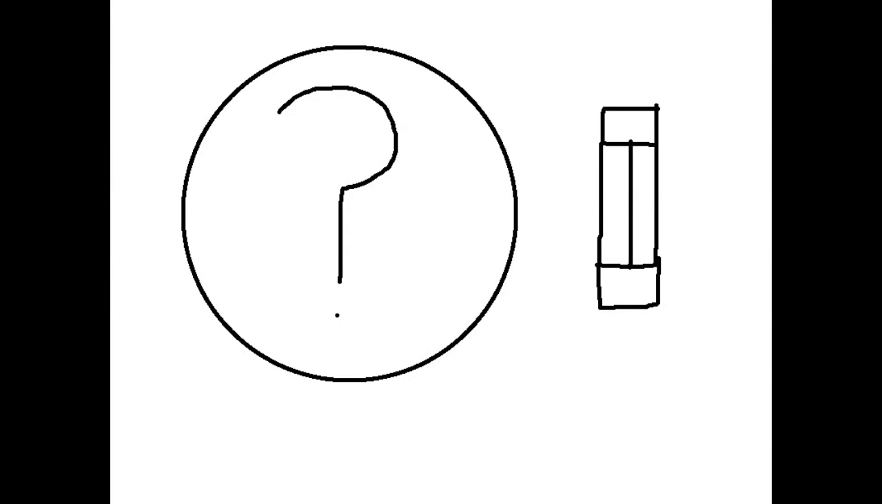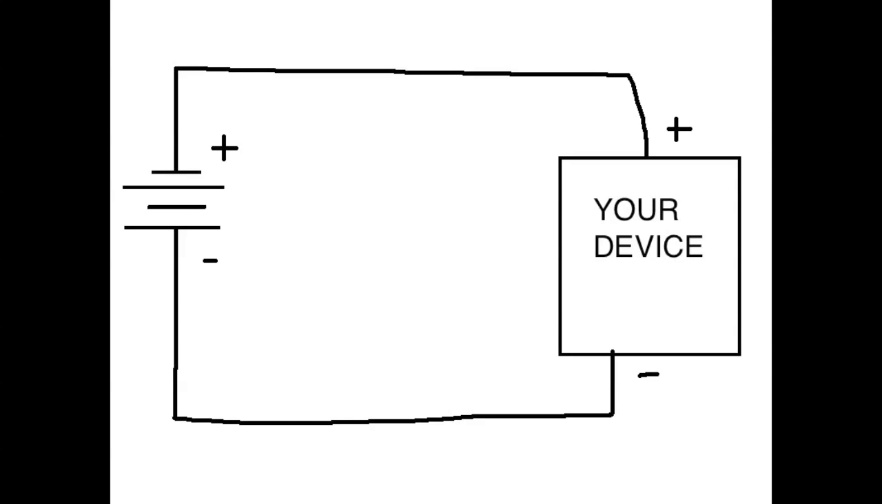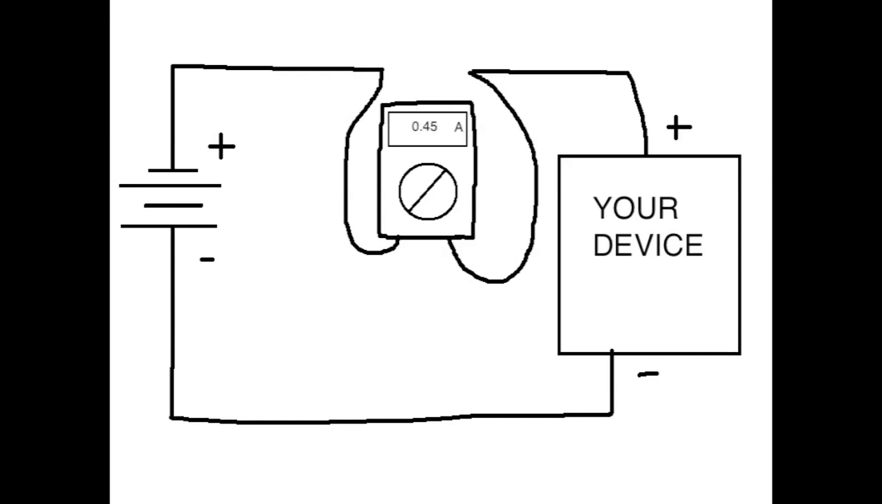But how do you choose the right fuse for a homemade device? It's actually quite simple. The first thing you do is break the circuit, and then insert your ammeter in series with it, and then turn the power back on. You'll see that this circuit draws 0.45 amps, which is almost half an amp, so you'd want to use a half amp fuse.